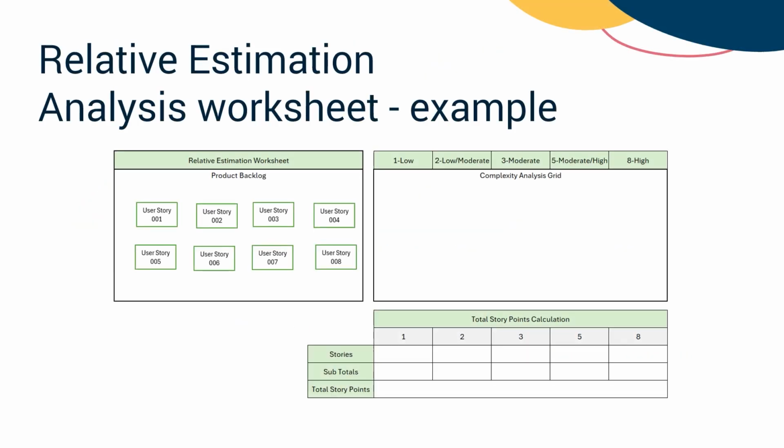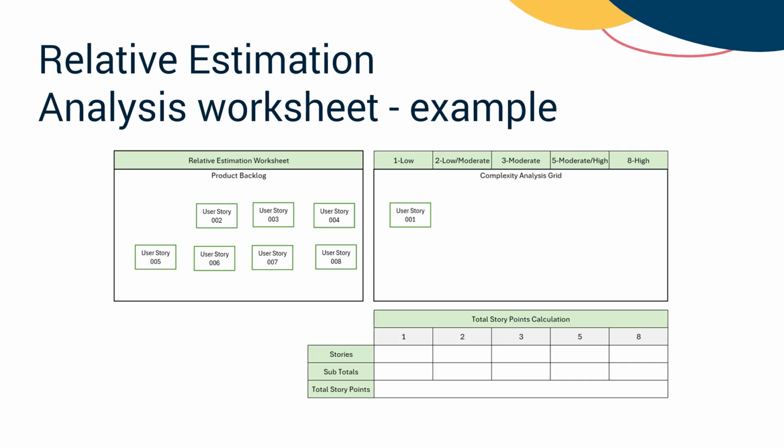Next, let's review a relative estimation analysis worksheet. Let's assume a product owner and team have 8 user stories they need to estimate in a product backlog. These 8 user stories must be completed to release a new product. We begin by analyzing user story 1. Once we have completed our analysis, and let's assume it is of quite low complexity, we place it on the far left of the complexity analysis grid on the right.